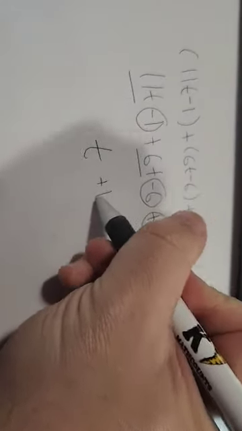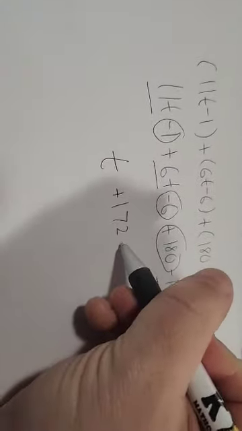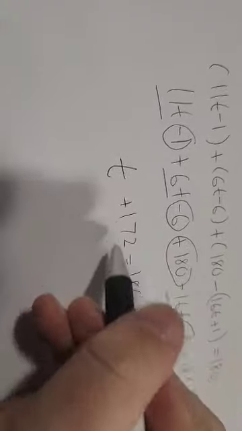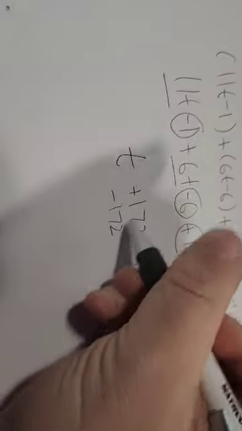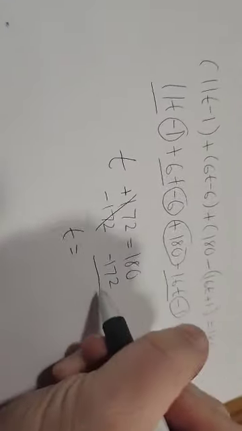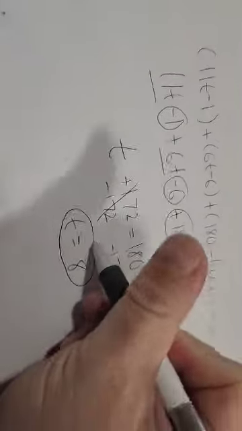180 minus 8 is 172. So t plus 172 equals 180. So now we just have a one-step equation. Instead of adding 172, let's subtract 172. So t equals 8. T equals 8, and that's our answer.